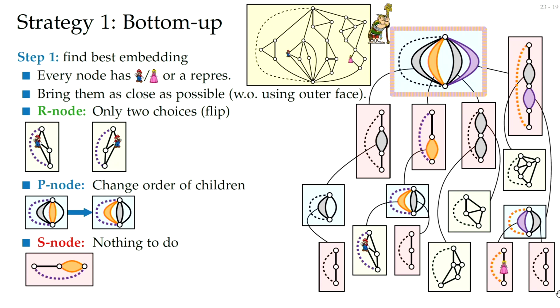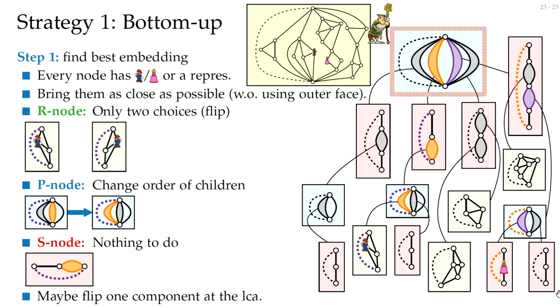We have to bring the orange and the purple together. We can reorder however we want. So let's just make them neighbors. And then we probably have to flip the orange because now Mario is here, Peach is here. We just flip this whole component, and we get this embedding.